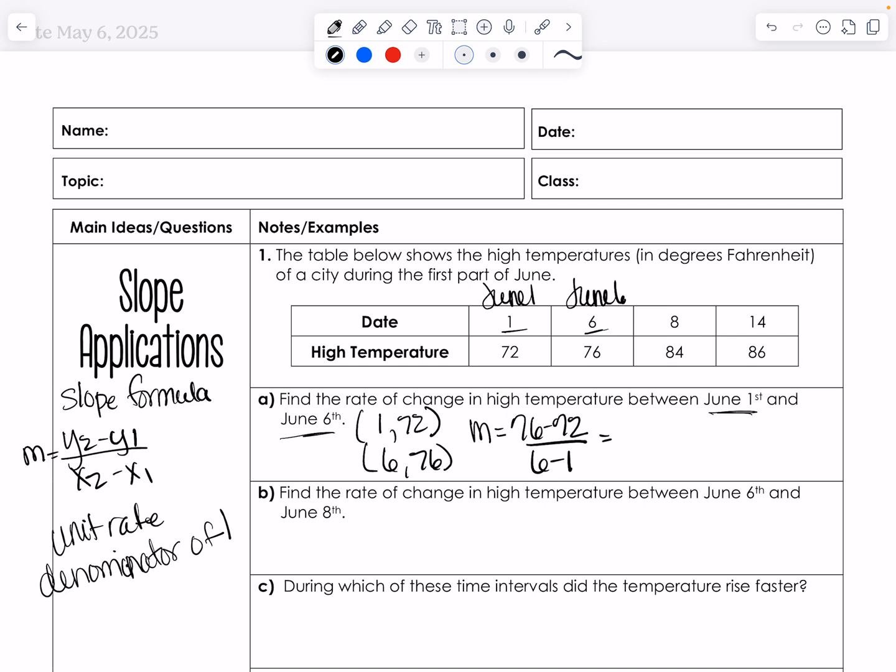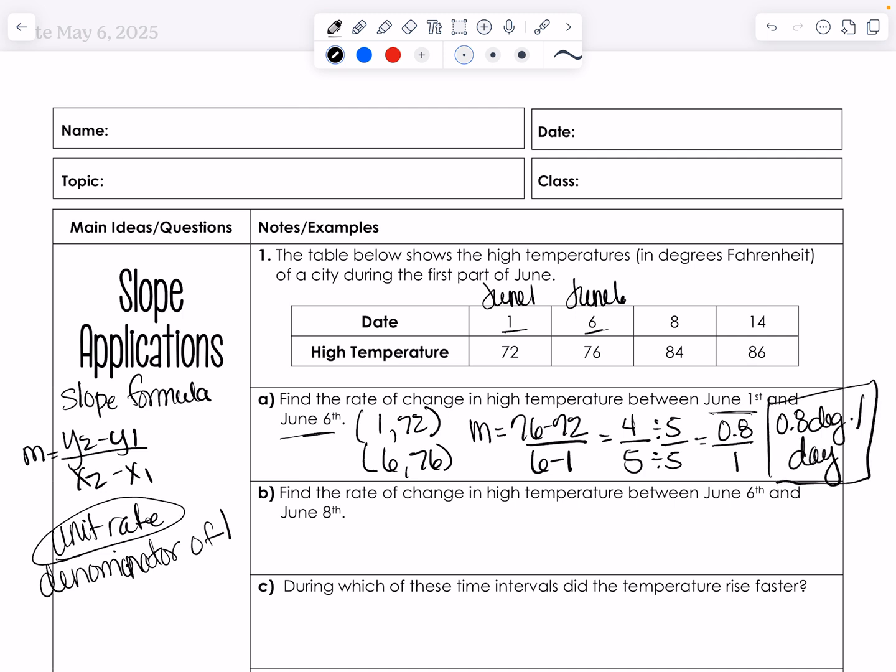When you say 76 minus 72, it gives you 4. 6 minus 1 is 5. You've got to get that unit rate. In order to get the unit rate, you divide by 5. So you have 1 in the denominator, and that's going to give you 0.8 over 1. And so your answer is 0.8 degrees per day. Remember, the slash is equal to per. You can write the word per if you'd like.